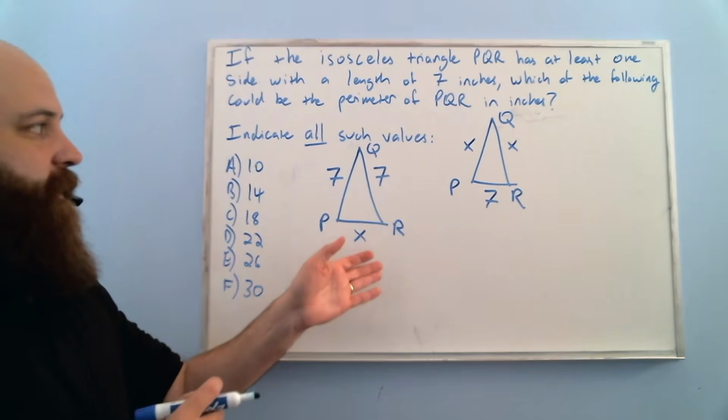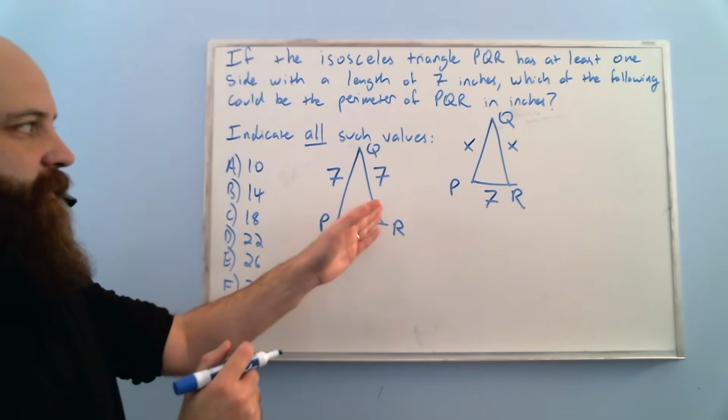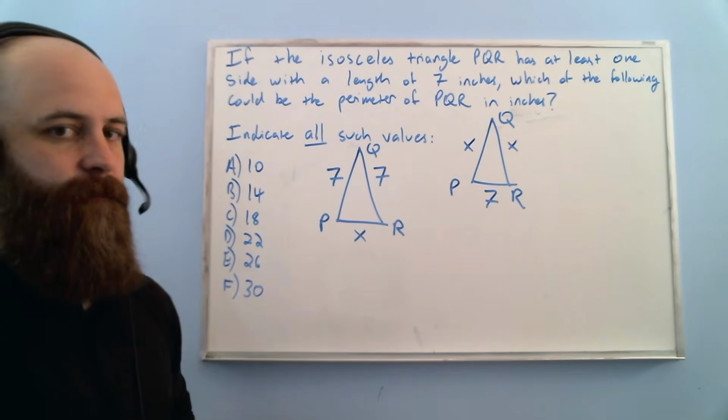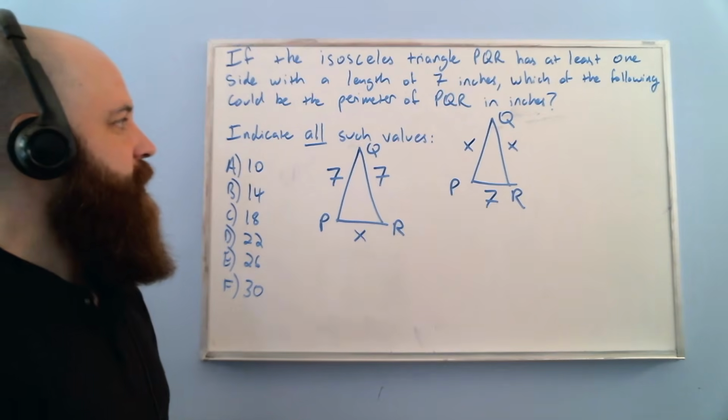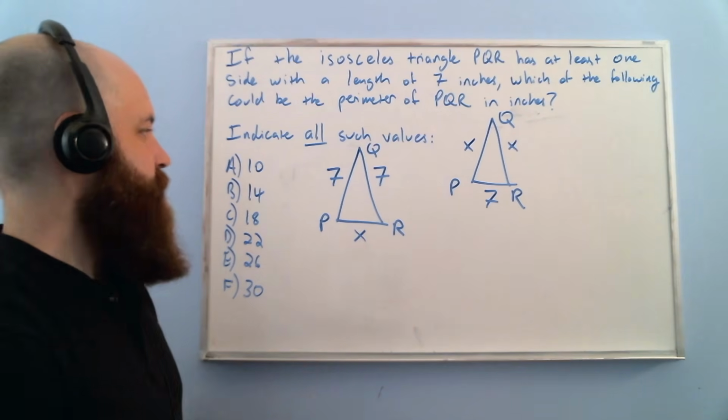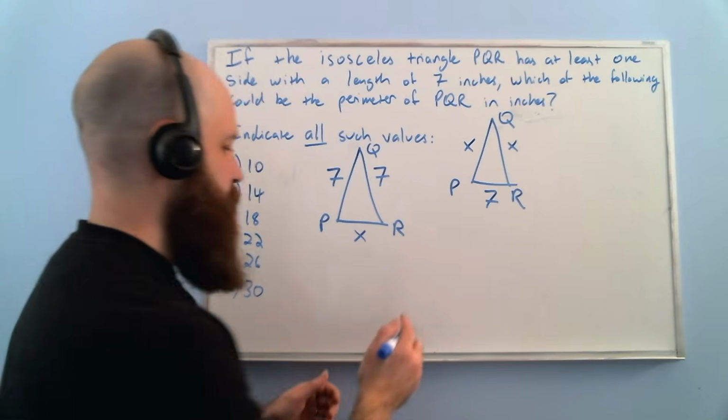Might be worth considering, well, what if I started with QR as 7? Well, that would lead me just back to this triangle here. Okay, so I'm considering all the relevant cases. Now I can consider these further, see what the possible perimeters are.